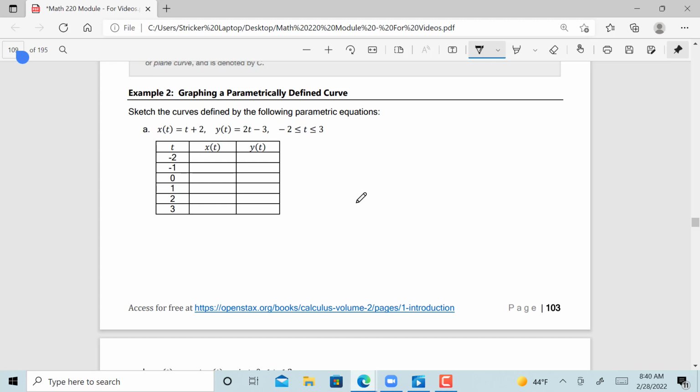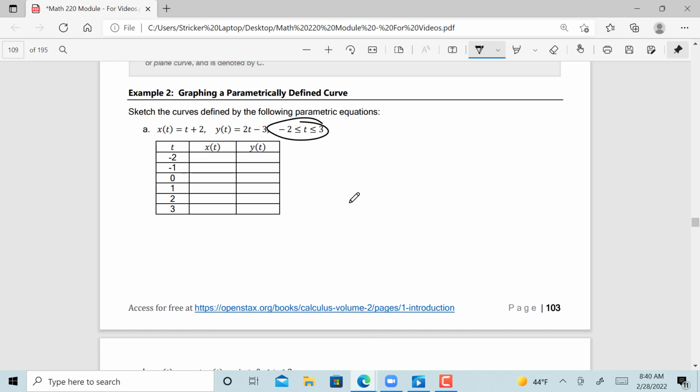it talks about how to graph a parametrically defined curve. And the idea of this is really rather simple. It gives you two parametric equations: x of t equals t plus 2 and y of t equals 2t minus 3. And notice it says the values of t are only defined from -2 to 3. So I have a table here, t values going from -2 to 3. We could pick other values too, like -1.5 or 1.3. There's an infinite number of values in this interval, but we just picked out a few of them.